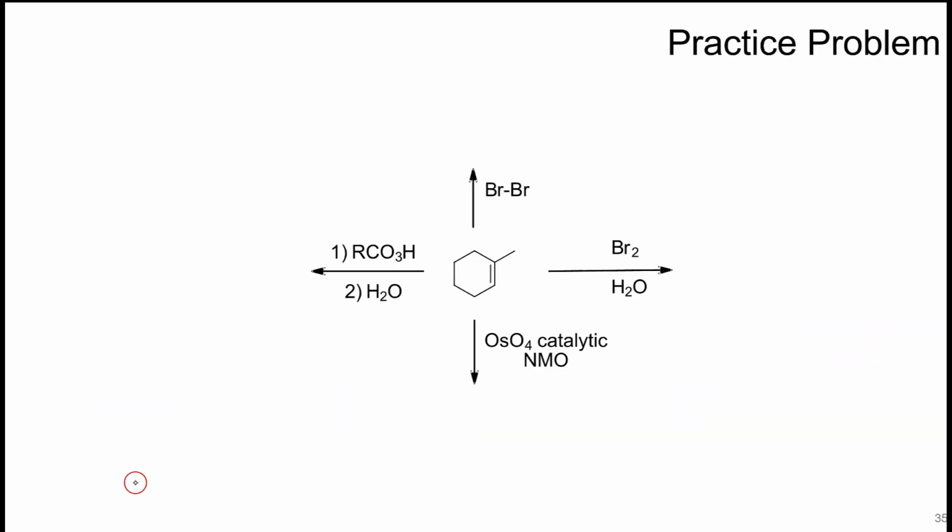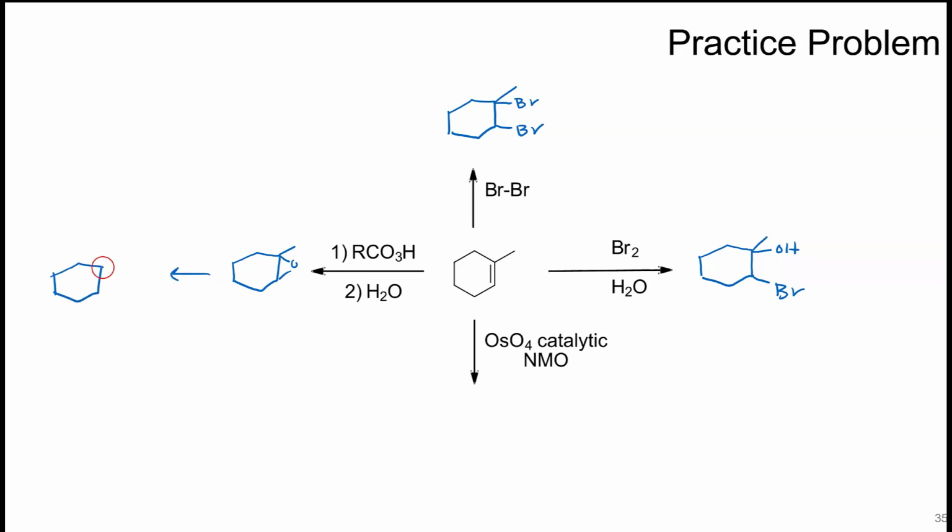So a couple of problems. Br across the double bond. I'm going to exclude stereochemistry here. We get Br2 plus water. We're going to form the bromonium, and the water is smaller than the Br, so that will sneak in here to the more substituted position. And then we get the Br. With the peroxy acid and water, we first form the epoxide. And then we get the diol. And with OsO4, we get a syn-diol.